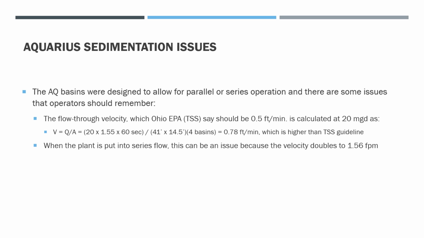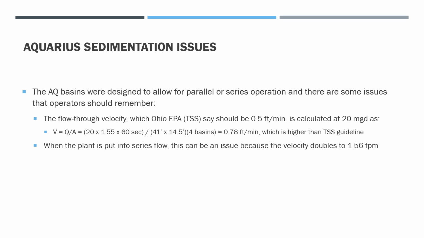If you calculate that at Aquarius plant at 20 MGD, it's going to be V equals Q over A. You're going to take the 20 MGD, convert that down to cubic feet per second, and divide it by the surface area of the face of the basin, not the top surface area, but the face of the basin, which is 41 feet across and 14.5 feet deep times the 4 basins. You come up with 0.78 feet per minute, which is higher than the Ten States Standards guideline.